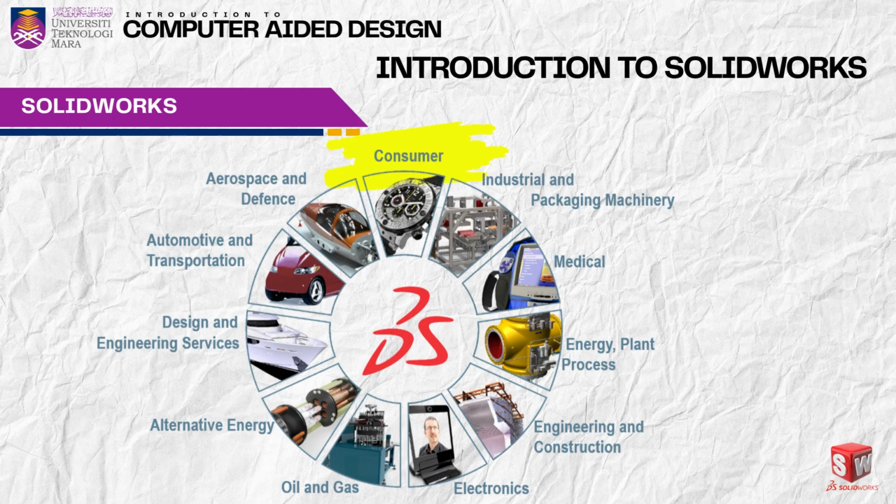When it comes to industrial and packaging machinery, SolidWorks shines in handling complex assemblies and moving parts. Engineers use it to model conveyor systems, automated lines, robotic arms, and packaging equipment. The ability to simulate motion and interference detection is particularly useful in this field, where timing and mechanical precision are essential.